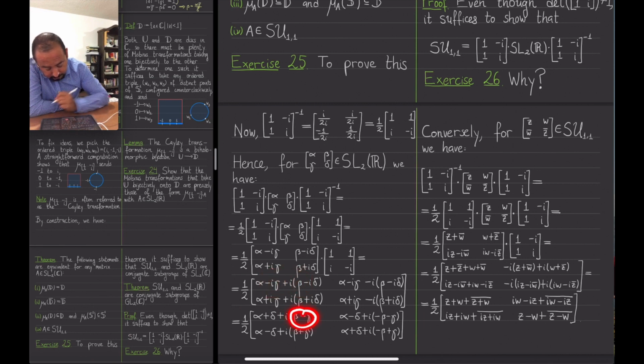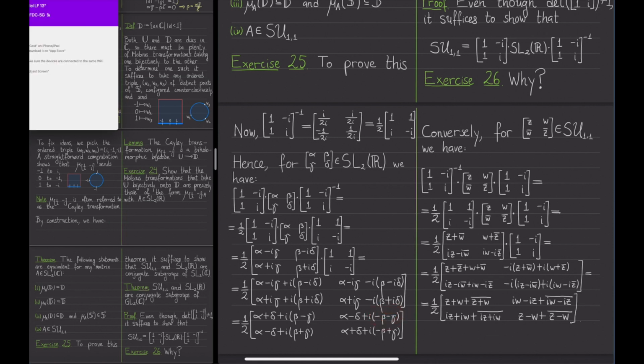Now this one as well. Minus i times minus i is minus 1, so it's alpha minus delta, and then plus i times minus beta minus gamma.